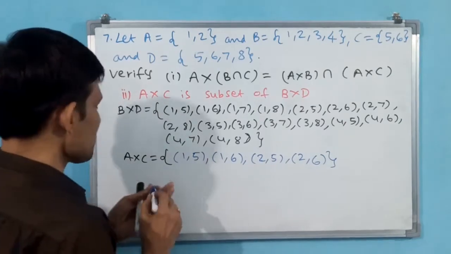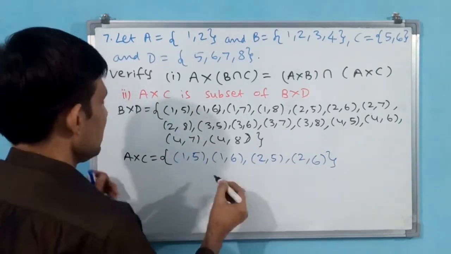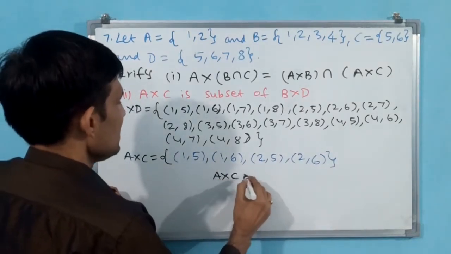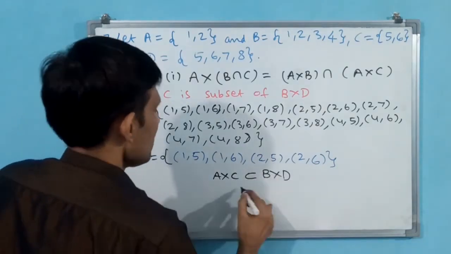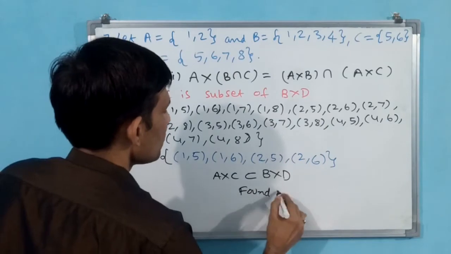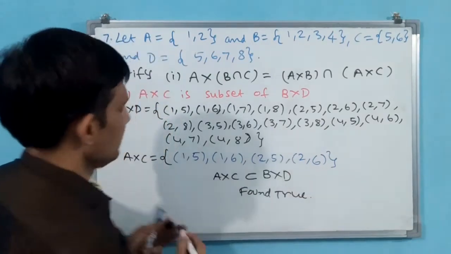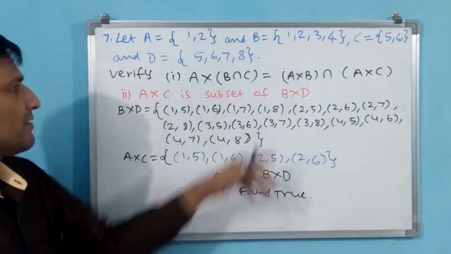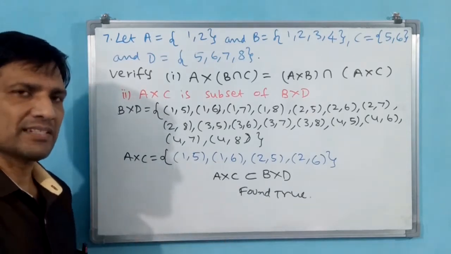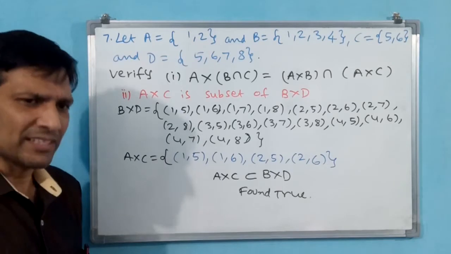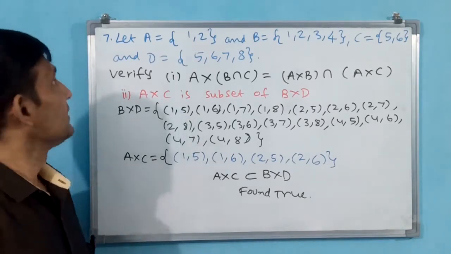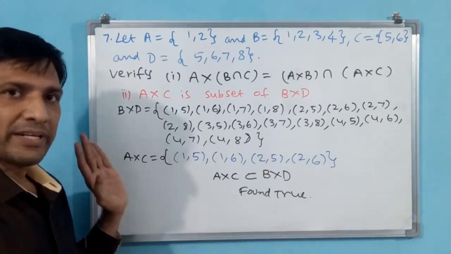This is a concept I have told you very clearly. A cross C is a subset of B cross D. Found true, that's all. If you are asked to verify, found true, that's all. LHS is equal to RHS, whatever you want to write, you write. Why? Because I need not tell all these things, you come to 11th class. With this, we have completed the 7th question.